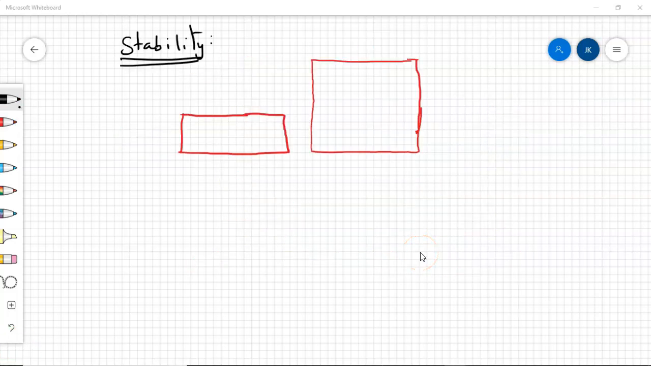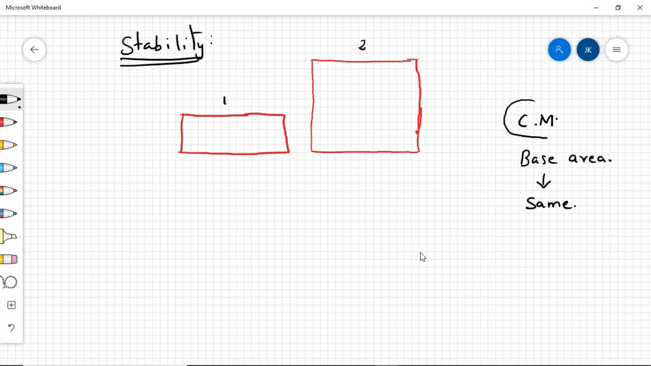Another example for you for the stability. If you want to know which object is more stable, number one or number two. For stability, there are two affecting factors. One is center of mass, center of gravity. Another is base area. So let's check the base area of both objects. Here the base area is the same. So we cannot decide yet which one is more stable.